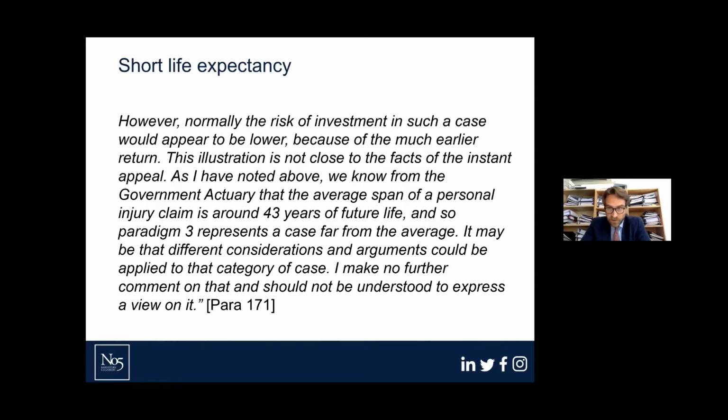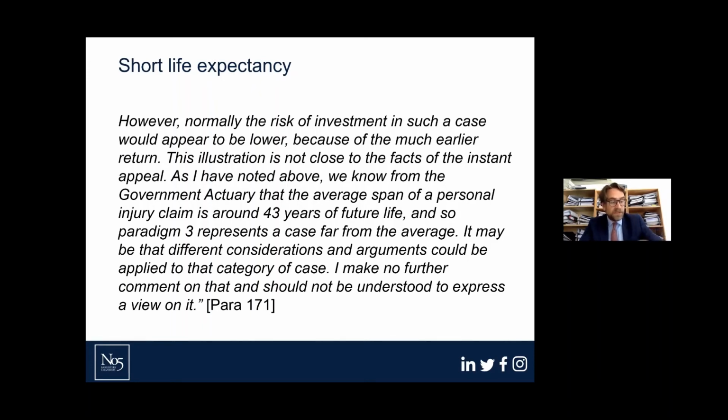We can add also to that, which isn't on any of the slides, what Lord Justice Underhill said at paragraph 228. He said this: having said all that, I must emphasize that I am concerned only with a case of the present kind, where the claimant has a long life expectancy. Skipping forward. The position will be different in short life expectancy cases. Skipping forward. These may require a different approach.